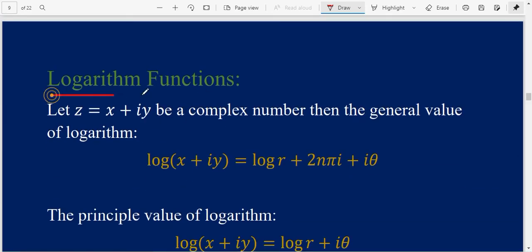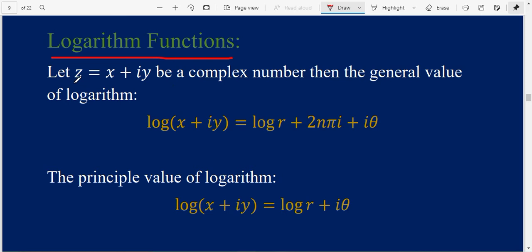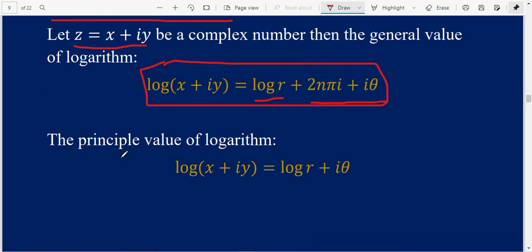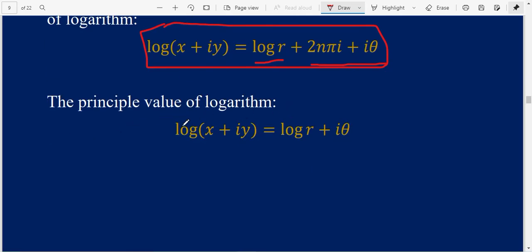Now logarithm function. Let z is equal to x plus iota y be a complex number, then the general value of logarithm log(x plus iy) is equal to log r plus 2n pi i plus i theta, and this is the general value of logarithm. The principal value of logarithm log(x plus iy) is equal to log r plus iota theta.